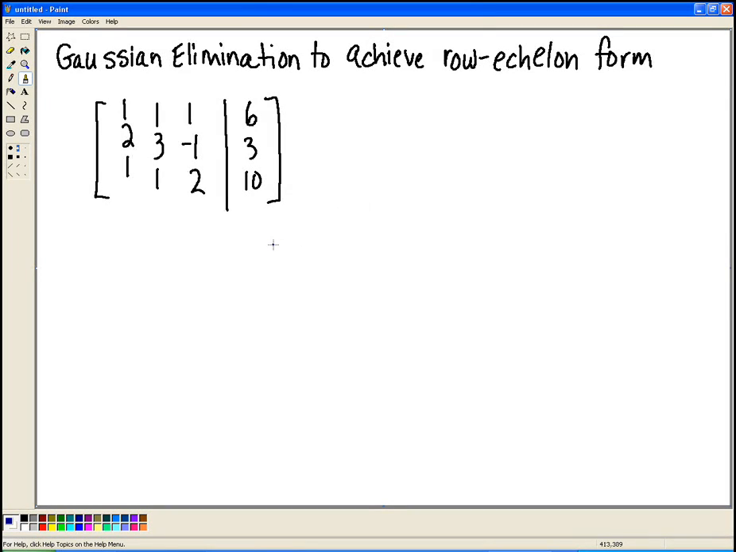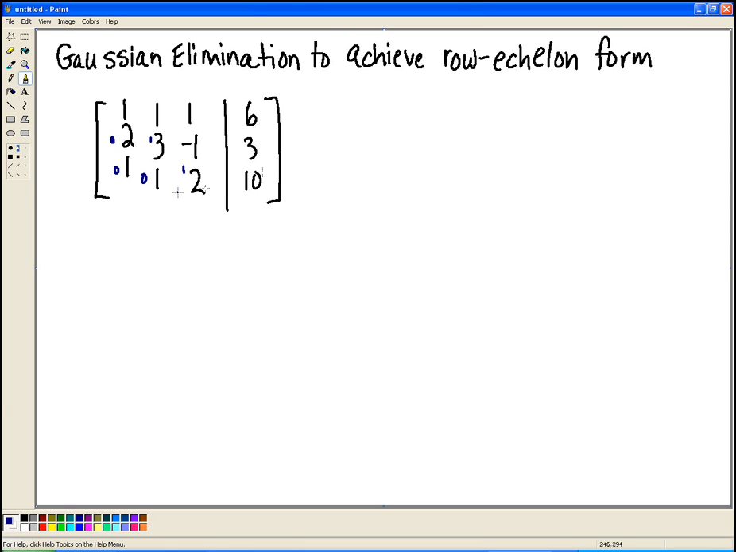Hi, this video will talk about how to use Gaussian elimination to achieve row-echelon form. We talked in our last video about row-echelon form. It's when we have ones on the diagonals and zeros to the left of those. As you can see in this augmented matrix, I have a 1 in my first spot, but I need a 1 here and a 1 here, and zeros here, here, and here to make this row-echelon form. And the way that I'm going to do that is by simply multiplying by constants and adding to different rows to achieve my ultimate goal.